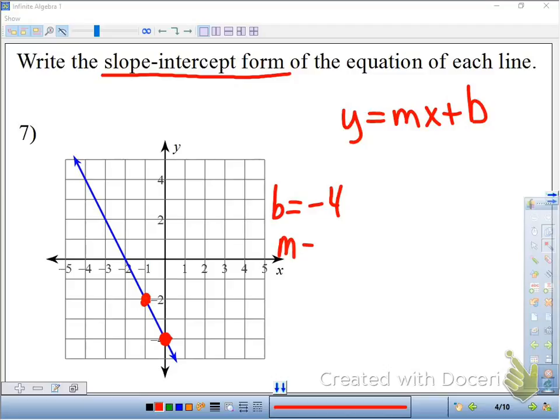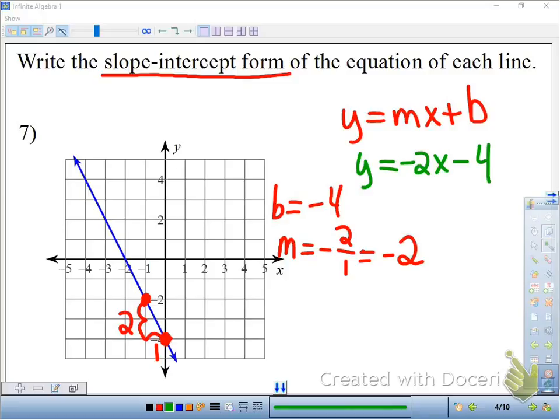This is a negative slope. Okay? And I'm going to go ahead and fall 2 and run 1. So my slope is going to be negative 2 over 1, which is really just negative 2. Okay, once I have my 2 pieces of information, all I have to do is plug in my m and b. So y equals negative 2x minus 4, and that would be my final answer. Okay, that would be my slope-intercept form.